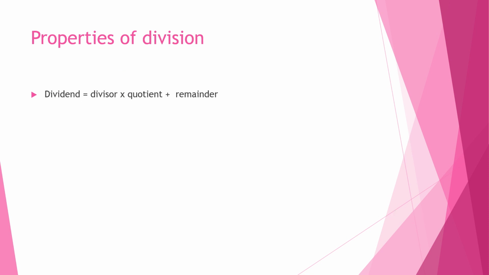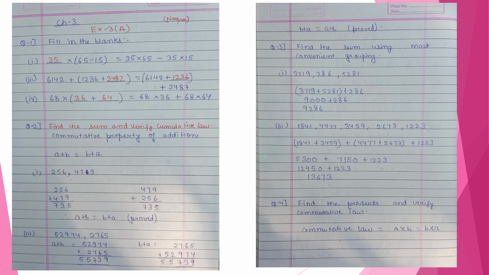Properties of division. For division, we have only one formula, that is dividend is equal to divisor into quotient plus remainder. Now from here we'll start the exercise questions, and I hope that all of you have understood all the previous topics that we have discussed here.